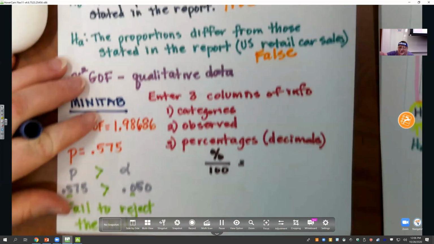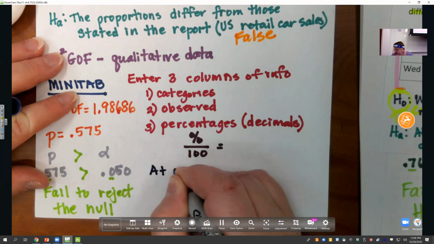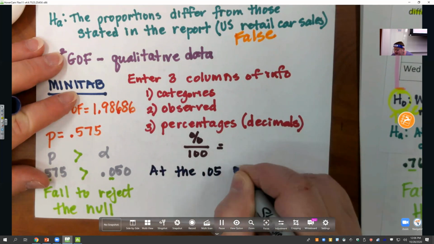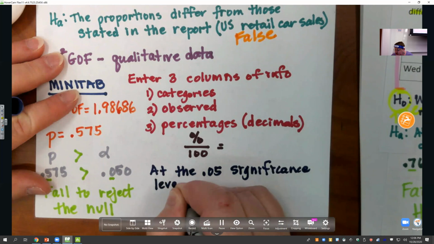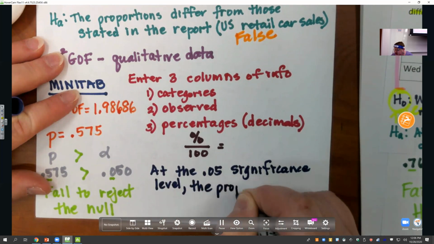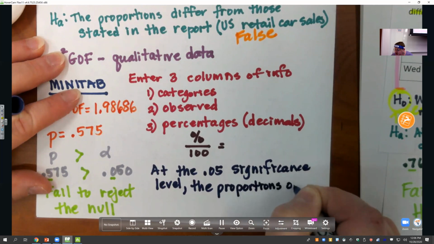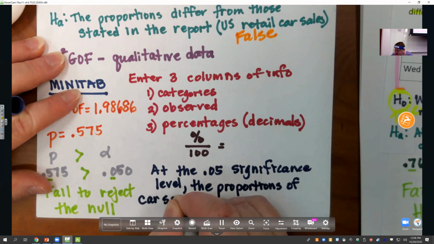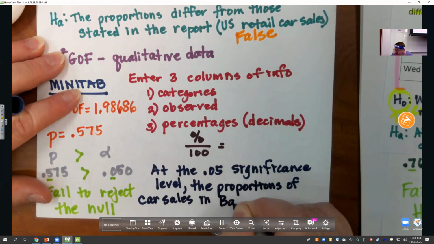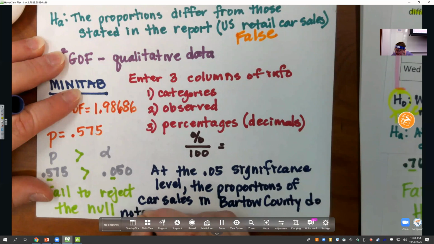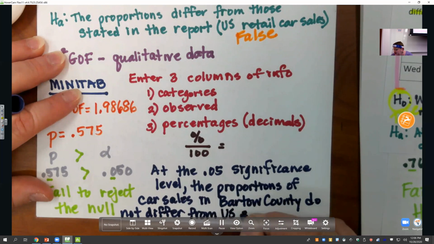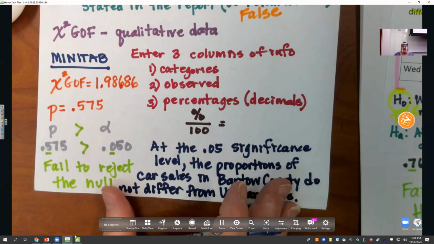So we would say at the 0.05 significance level, the proportions of car sales in Bartow County do not differ from U.S. car sales. Now, I'll put a little bit more detail in there, okay?